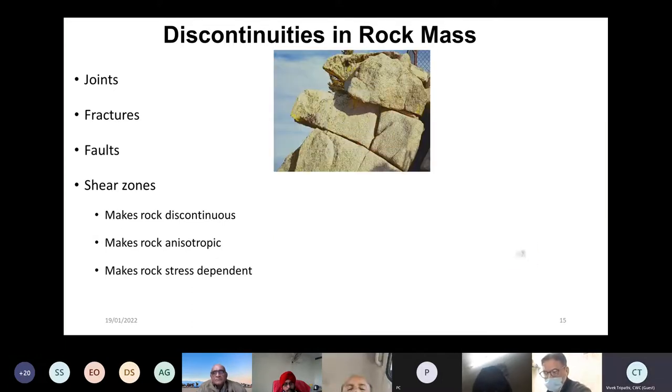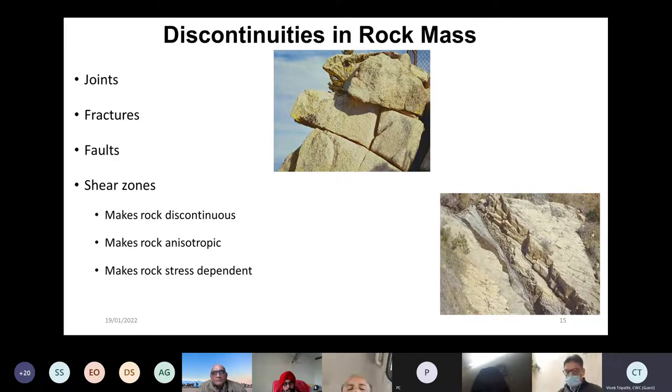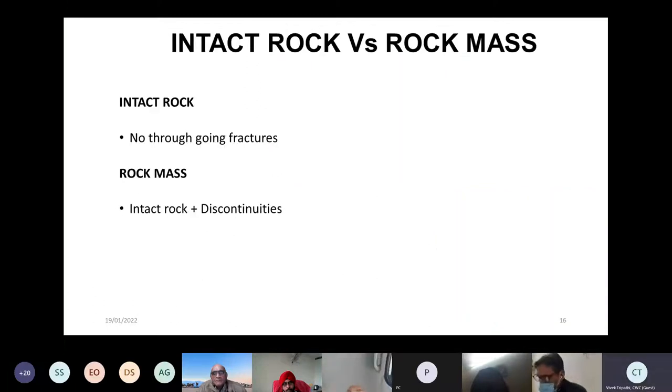As for joints and fractures, I have already told you; I am taking them one by one. These shear zones make the rock discontinuous, anisotropic, and stress dependent. Now, the intact rock and the rock mass. Intact rock has no through-going fractures, meaning a monolithic rock is called intact rock. But our actual scenario is rock mass, so we have to deal with the rock mass and take into account the discontinuities present in it.